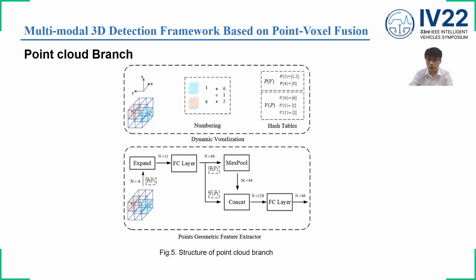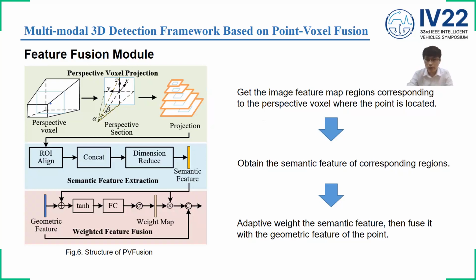When the module needs all the points in each voxel or the voxel corresponding to each point, the two hash tables can be queried. In the end, we will get 64-dimensional local geometric features for each point. As shown in Figure 6, the PVFusion module contains three parts: perspective voxel projection, the semantic feature extraction, and the weighted feature fusion.